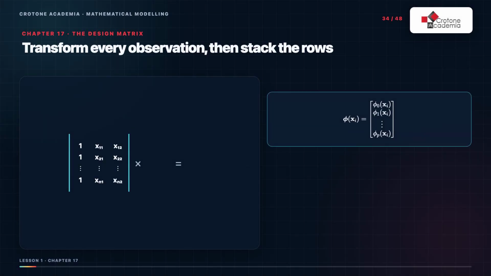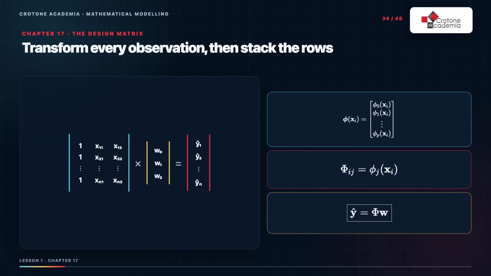Apply the feature map to every observation. For observation i, construct the vector of basis function values phi 0 through phi p. Stack the transposed feature vectors as rows of the matrix called capital Phi. Entry ij is the value of feature j for observation i. The prediction vector is capital Phi times w. This is the design matrix, also called the feature matrix. It records the chosen mathematical description of every observation. Rows are observations, columns are selected features, and the shared weight vector acts across every row.